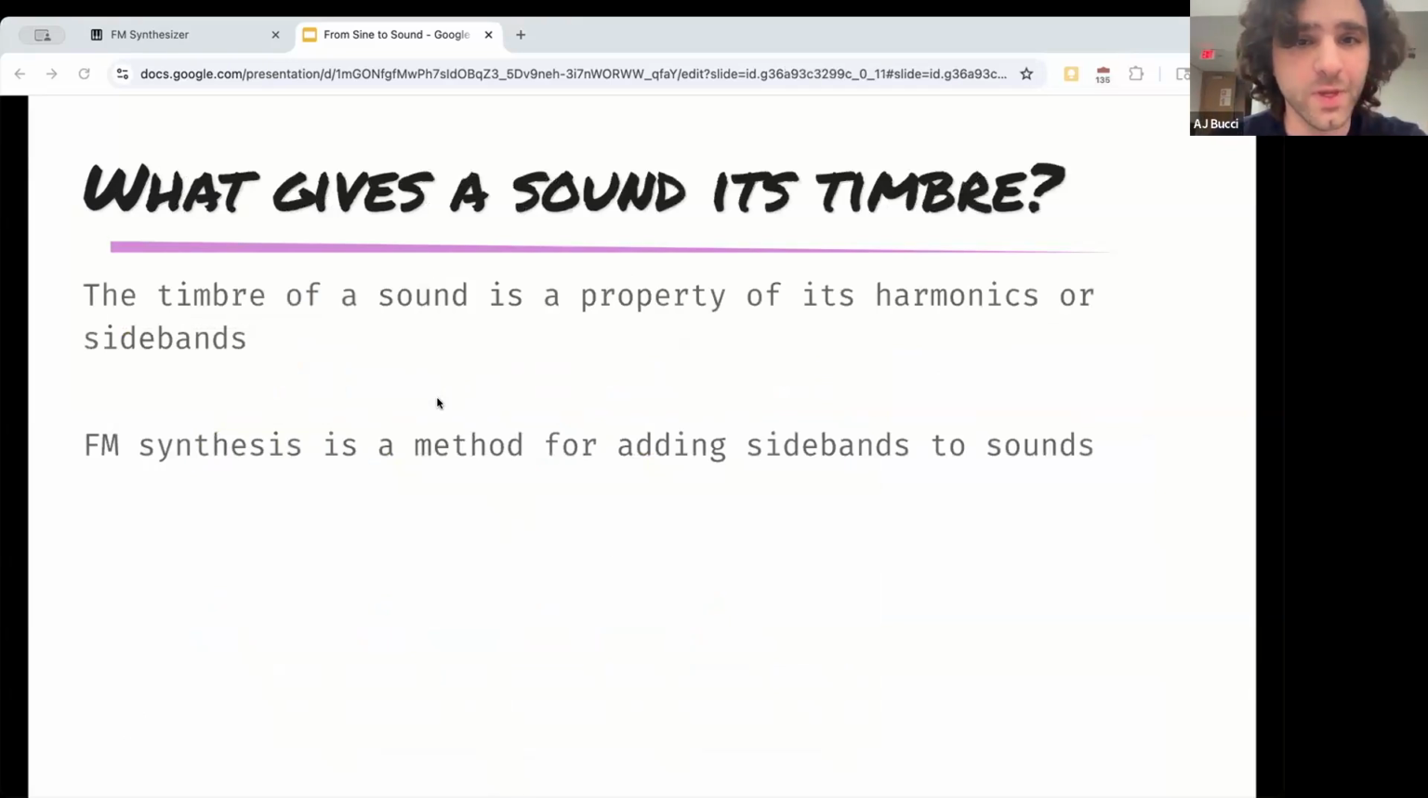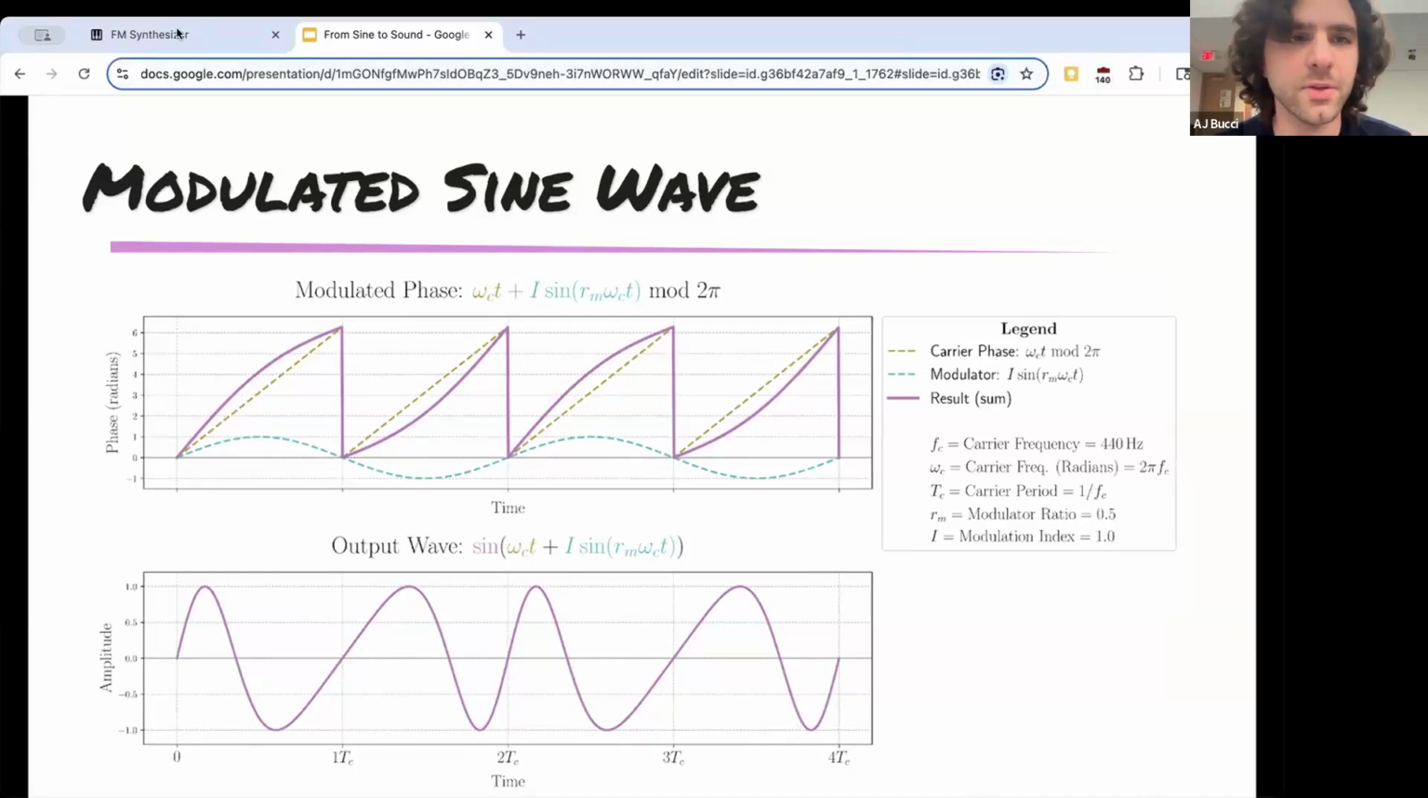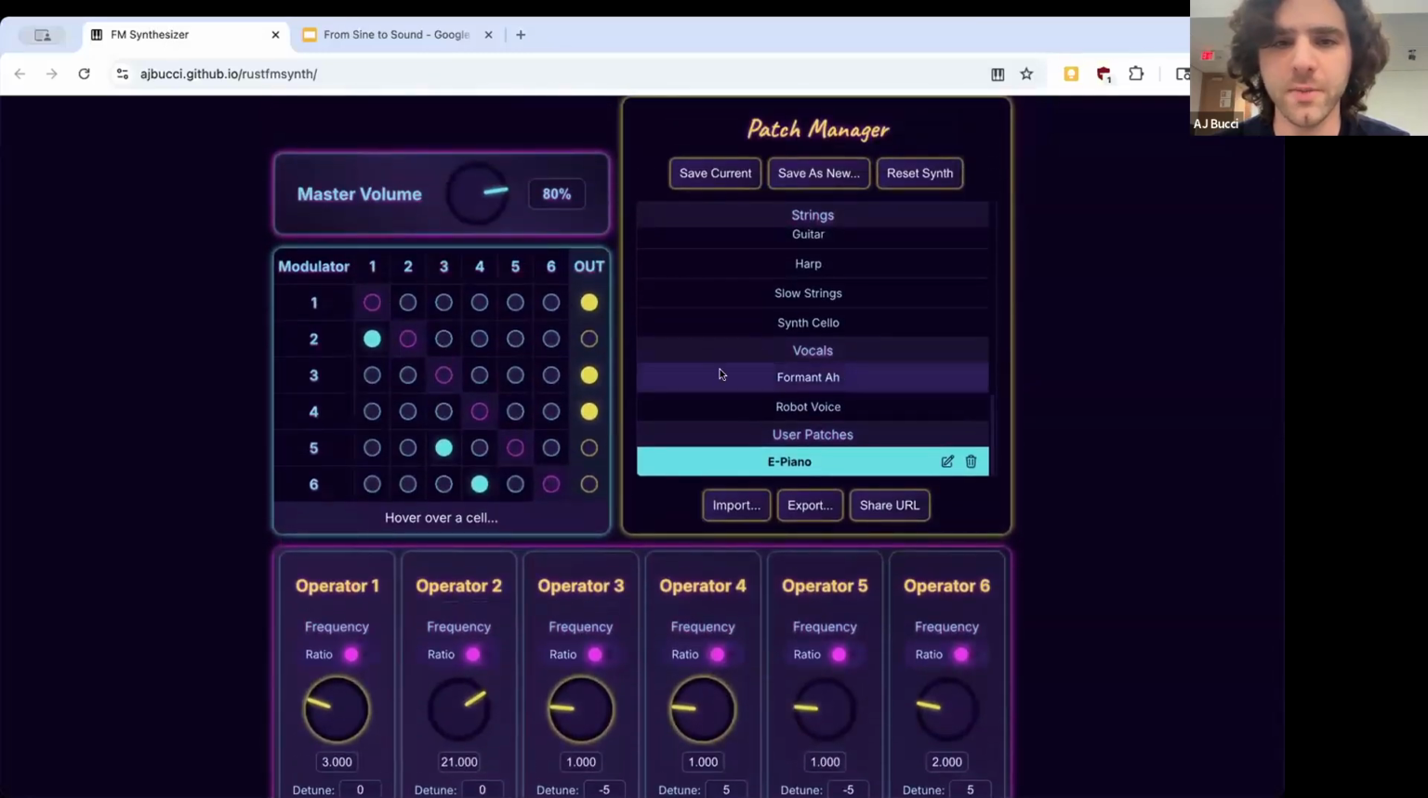The timbre of a sound is the property of its harmonics or sidebands, and FM gives us a way to add these to sounds. Here is a modulated sine wave. In this example, I'm using FM synthesis to, actually, let's go ahead and implement this real quick to hear what it sounds like, and then I'll explain it.